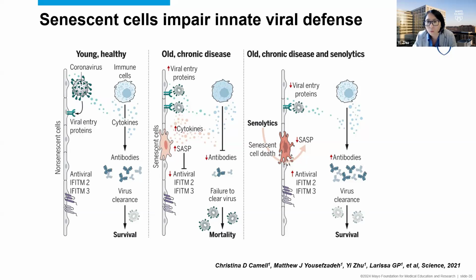And also we found that the SASP can increase viral entry proteins such as ACE2 or TMPRSS2 to further increase viral infection. And the SASP decreases antiviral defense proteins, which are IFITM2 and 3. And another interesting thing is that antibody was reduced by the SASP as well.